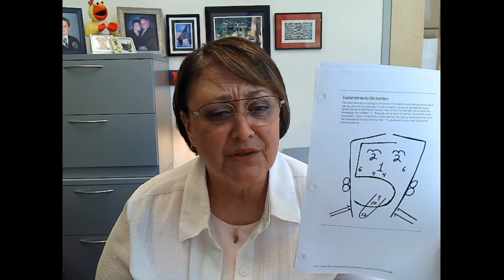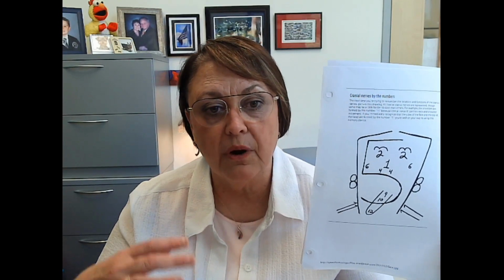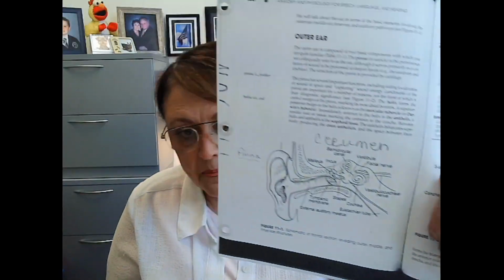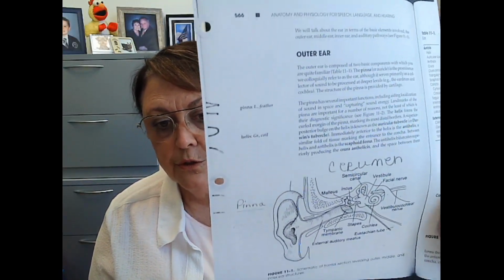So just think about it. 24 cranial nerves keep all of this going. Now, we're going to start talking about the ear and hearing. And I'm also going to put a picture of the ear.